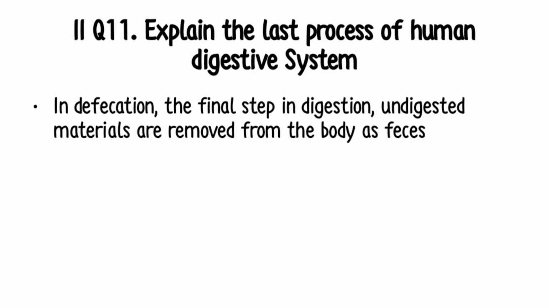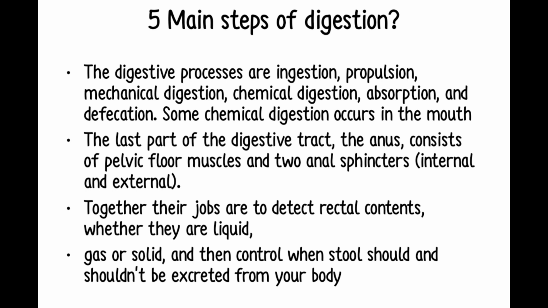Number 9. Explain the last process of human digestion. In defecation, the final step in digestion, undigested materials are removed from the body as feces. There are 5 main steps of digestion. The digestive processes are ingestion, propulsion, mechanical digestion, chemical digestion, absorption, and defecation. Some chemical digestion occurs in the mouth. The last part of the digestive tract is the anus.